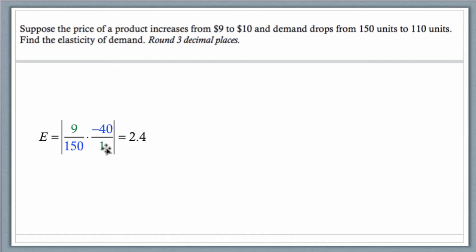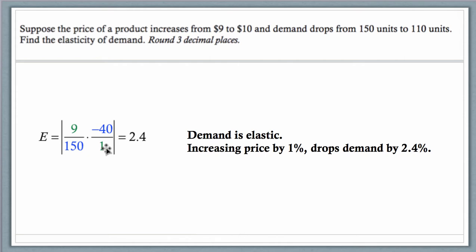When I simplify this, I get 2.4. So since 2.4 is greater than 1, that means that the demand is elastic. So it's sensitive to changes in price. If we increase the price by 1%, the demand drops by 2.4%.